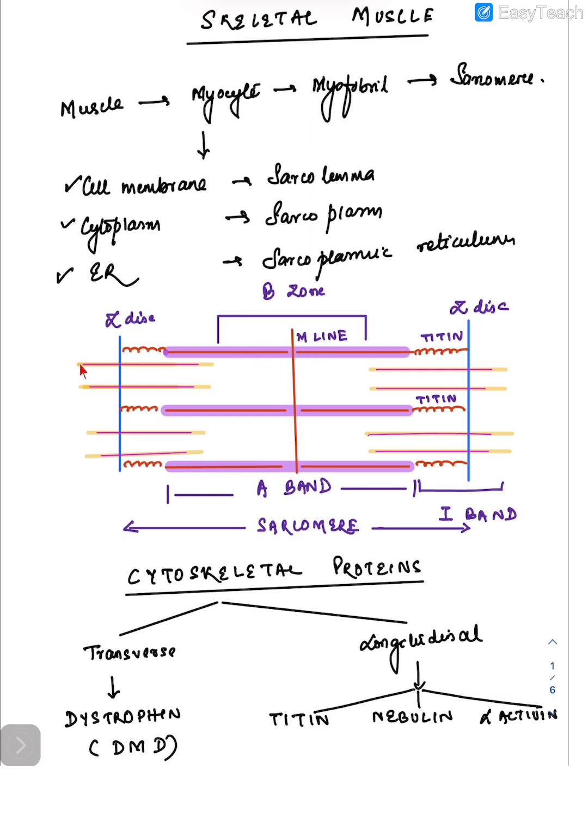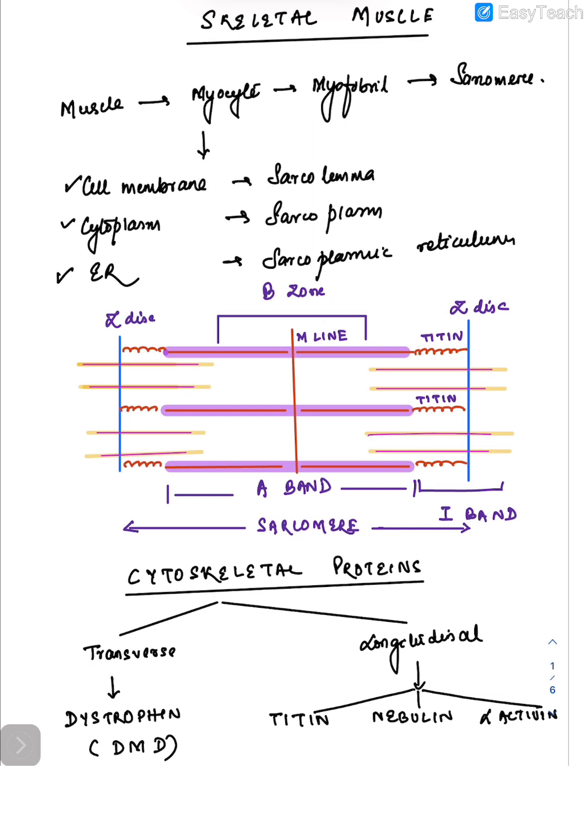and the orange lines that we see flanking those purple lines are the thin filaments made up of actin, troponin, tropomyosin. If we draw a line midway between the structure, we get something called the M line, and we can see that flanking the M line is an H zone where there are only thick filaments.